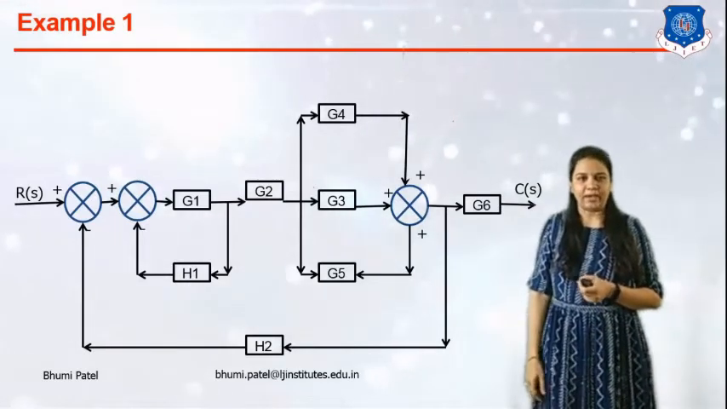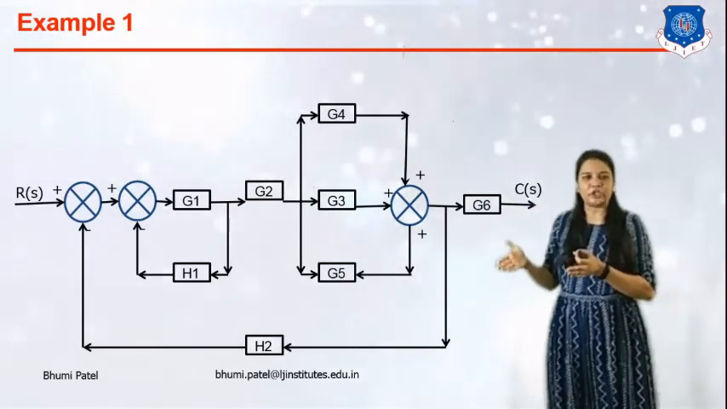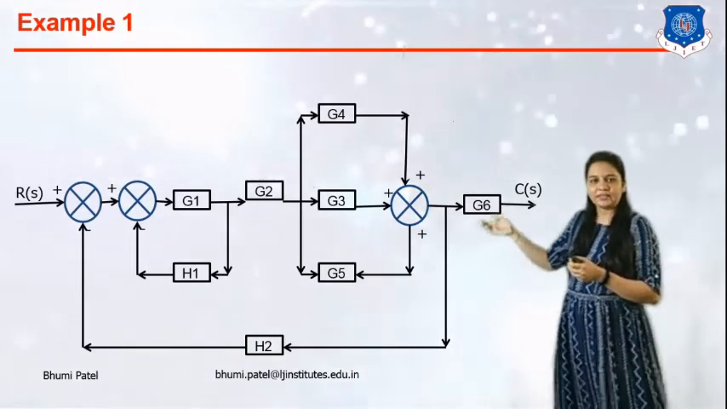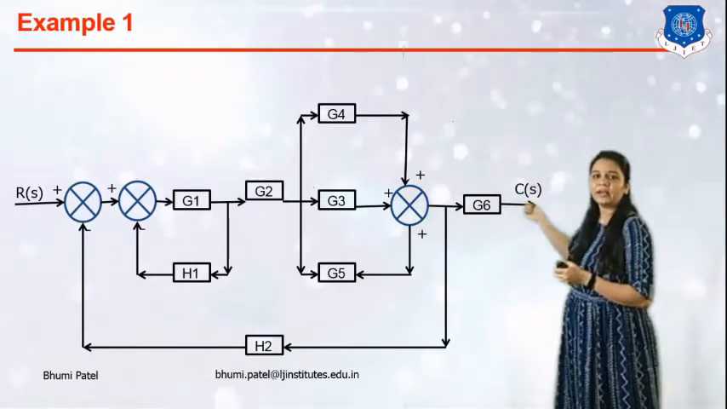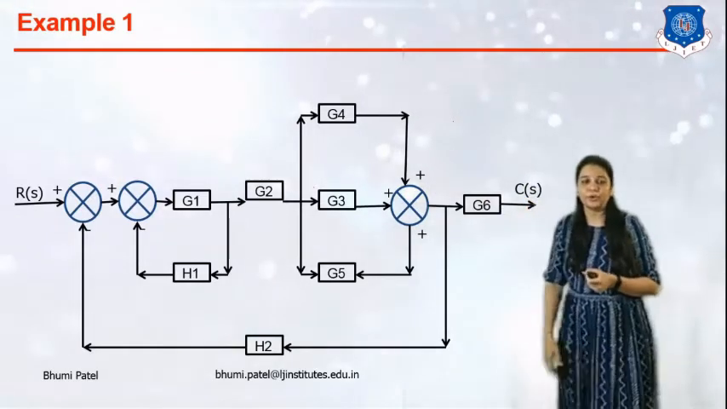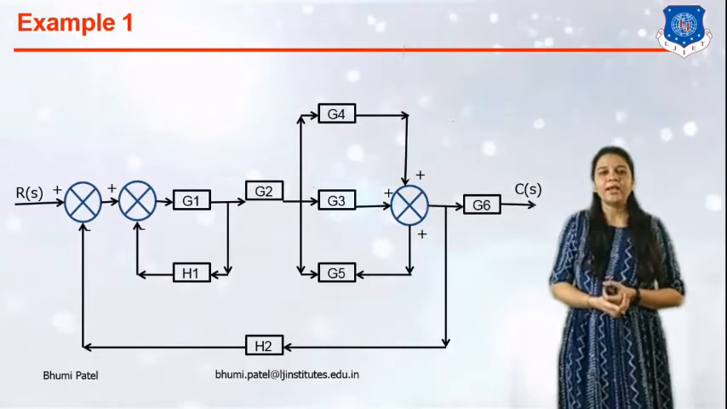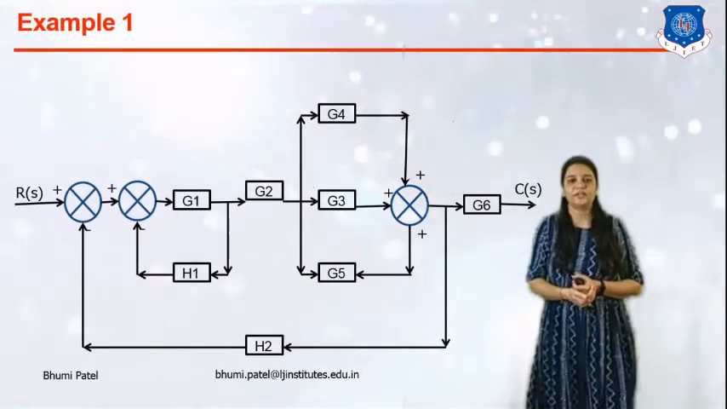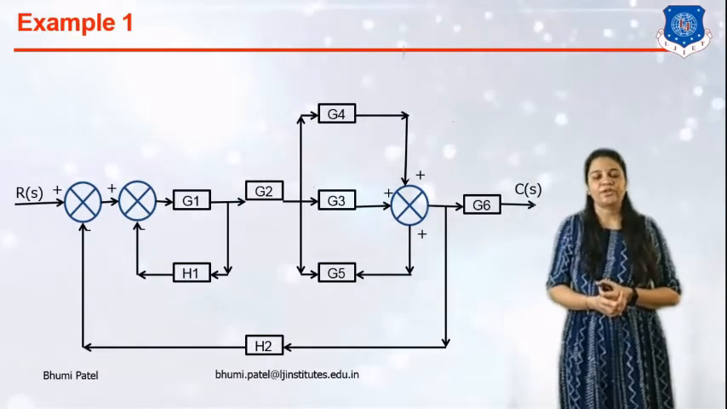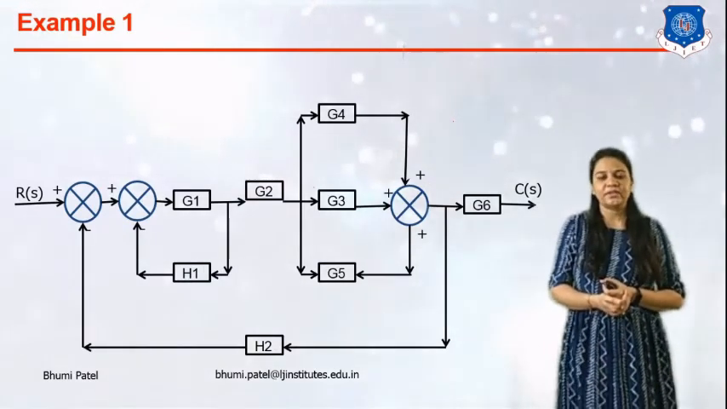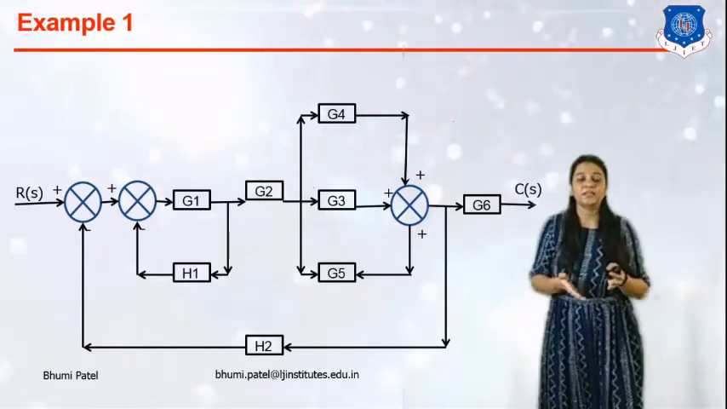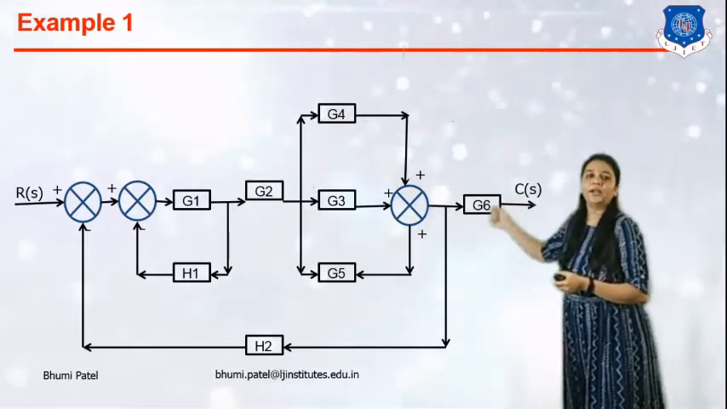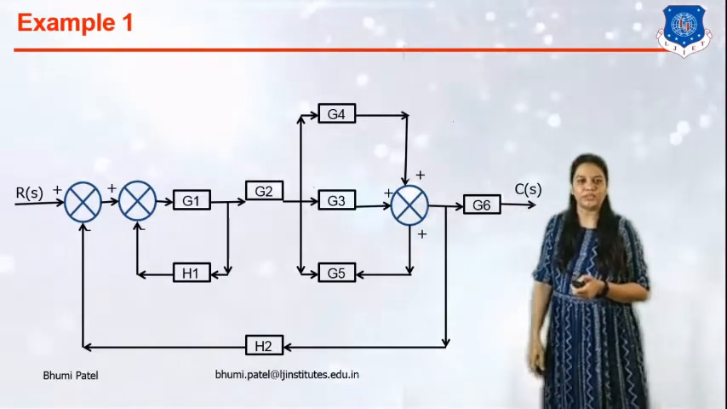is our feedback element. Again, after the G1, G2 is given, G3, again G3 a summing point is given, and then G6 and CS is indicate our output signal. So, using block diagram reduction techniques, we have to find the transfer function of the system. So, first of all, what is the transfer function of the system? It is the ratio of Laplace of output signal upon Laplace of the input signal.